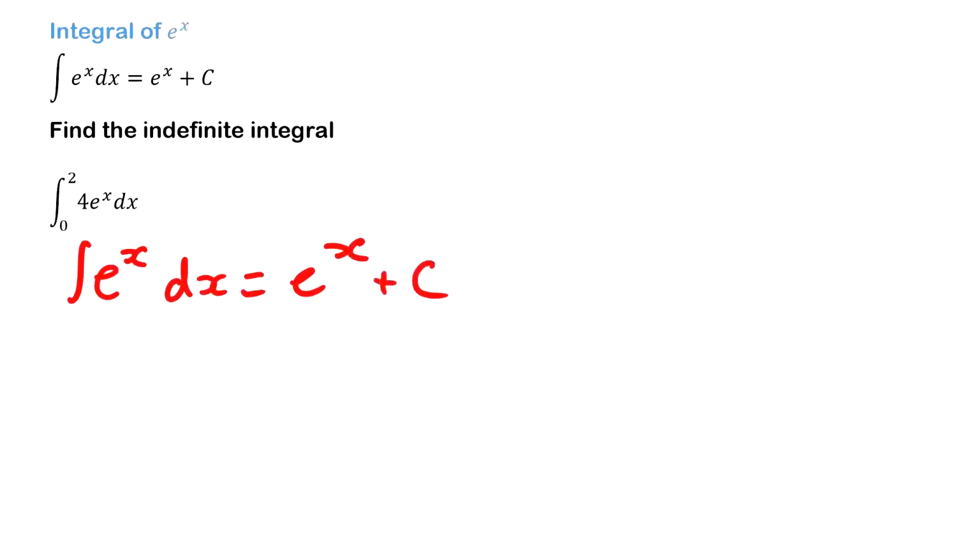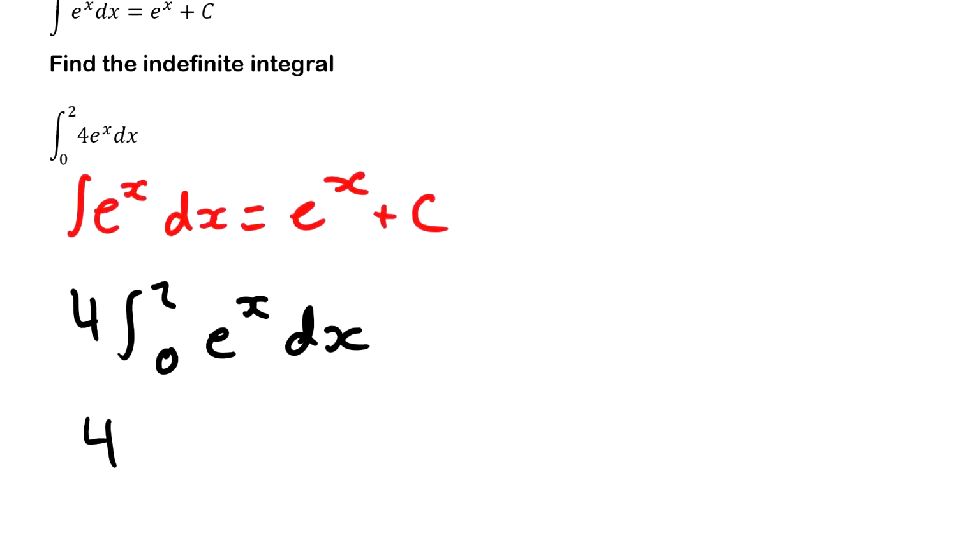Alright, at this point I know that the 4 is a constant out the front, so I can bring that out the front here like this. Like that, and now we can look at integrating it. So the 4 is going to stay out the front. If you look at the formula, e^x stays as e^x, and then we have 2, 0.